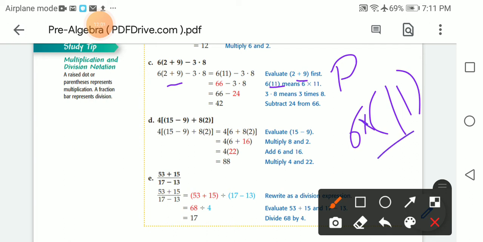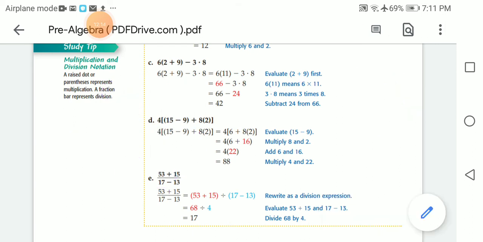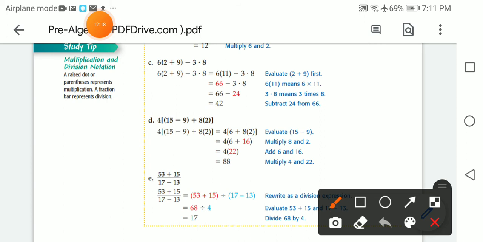Okay, so it means times. And I have here 3.8, it's not 0.8. What does this mean? Also multiplication, right? So I'll solve for the brackets, and then multiplication.